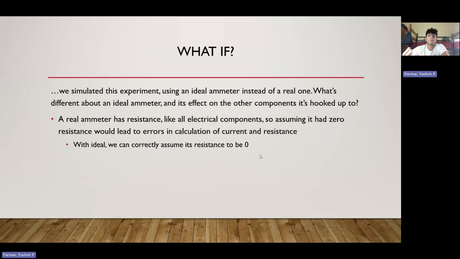Now, what if we simulate this experiment but use an ideal ammeter instead of a real one? What's different about an ideal ammeter and its effect on other components it's hooked up to? A real ammeter has resistance, like all electrical components, so assuming it has 0 resistance would lead to errors in calculation of current and resistance. With an ideal ammeter, we can correctly assume its resistance to be 0.